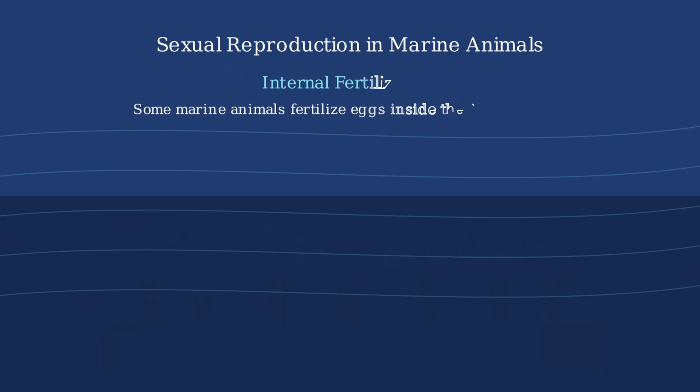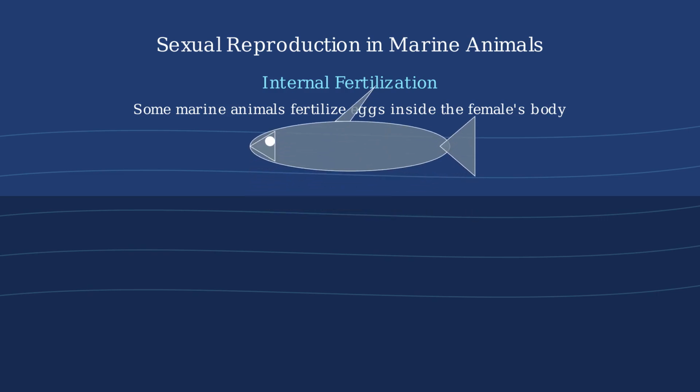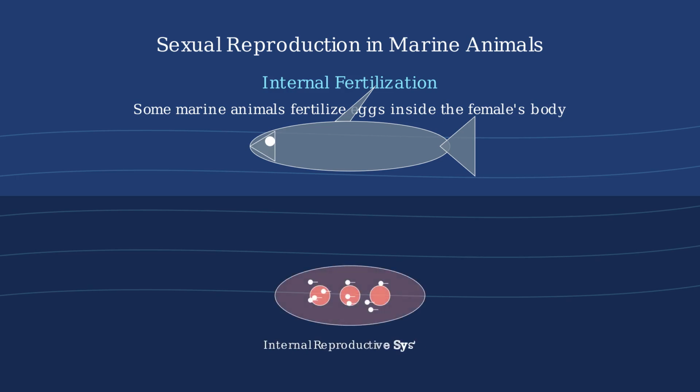Unlike broadcast spawning, some marine animals use internal fertilization, where eggs are fertilized inside the female's body. Sharks are a notable example of marine animals that use internal fertilization. Male sharks have specialized claspers for transferring sperm to the female's reproductive tract, where fertilization occurs.